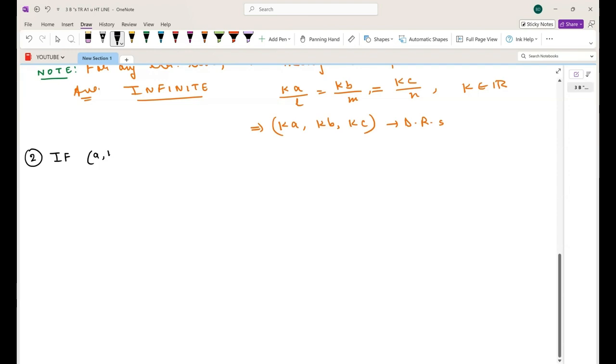Next, what I am going to do is, if your DRs are given, the next topic is: if A, B, C is one set of DRs given to us, then how to find the DCs of the line, the direction cosines of the line. That's the next topic.